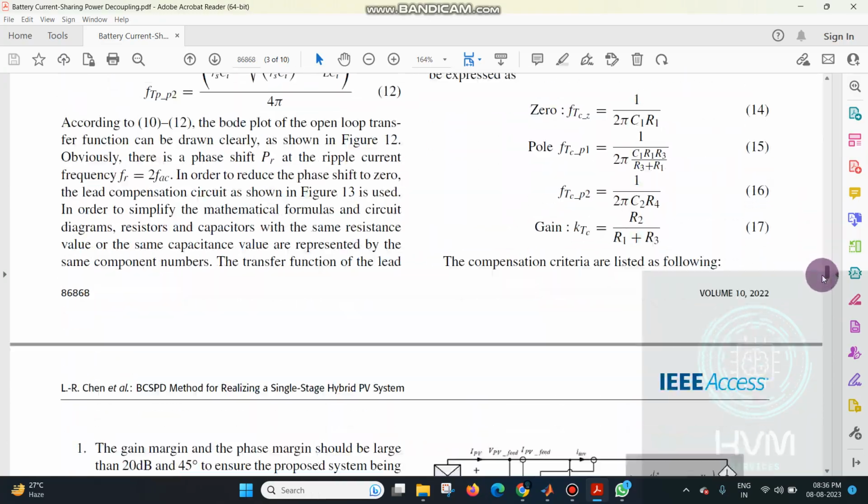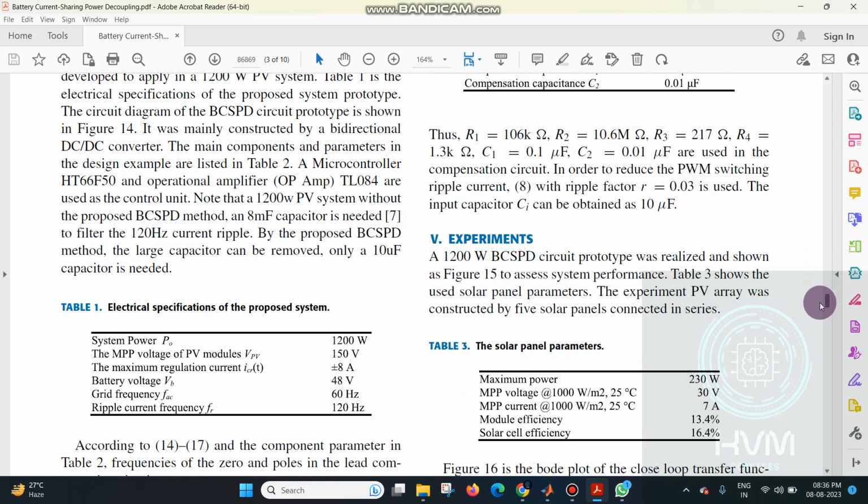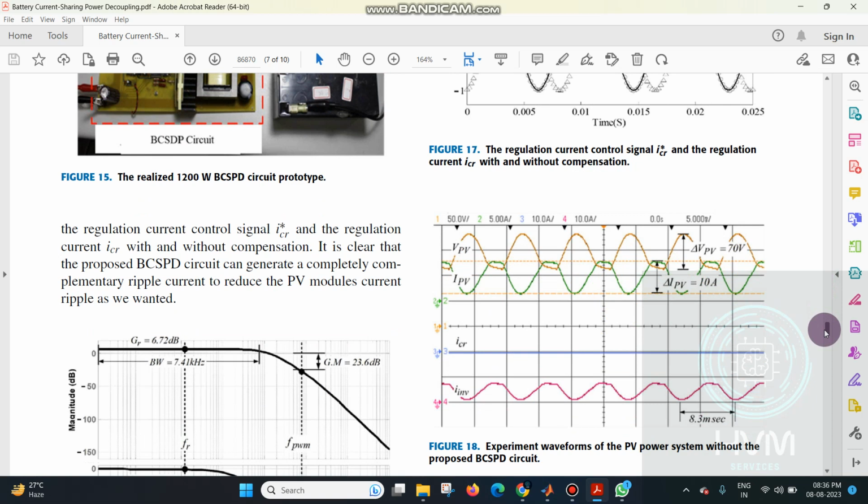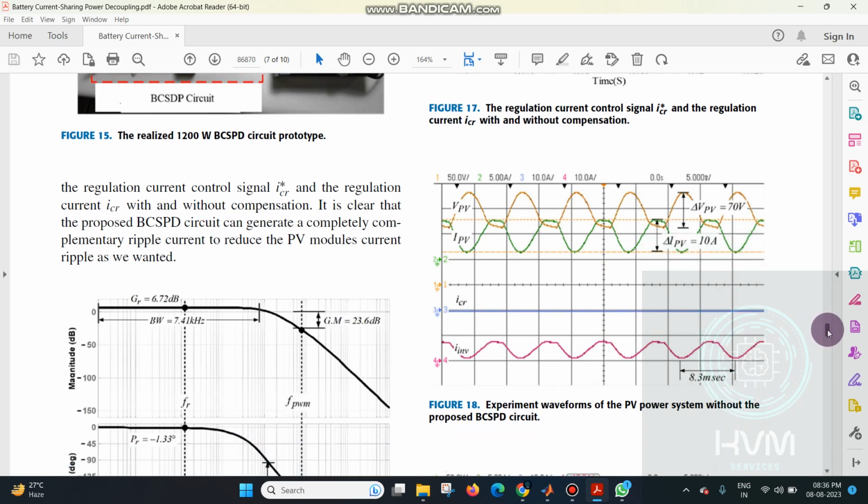That means our whole system will be implemented with how much voltage and how much current, how much inverter current, and how much change of voltage will be presented. So this is the existing circuit waveforms. These are the experimental waveforms, but this concept will be implemented in MATLAB.